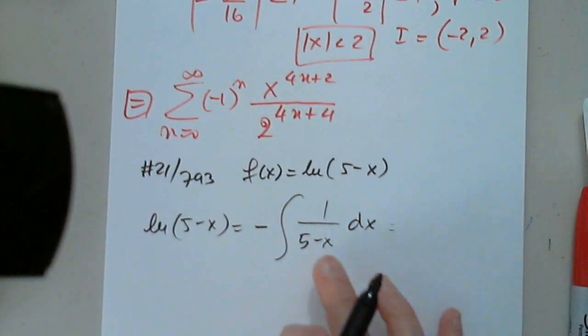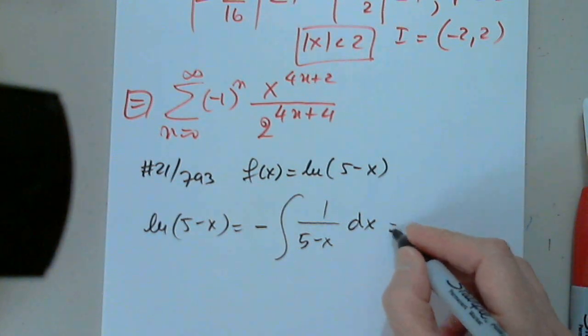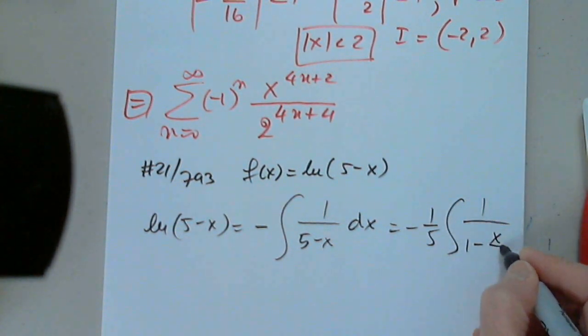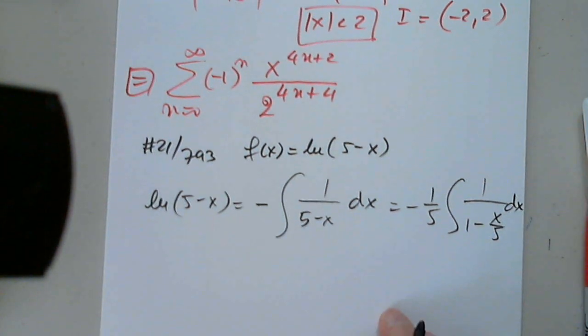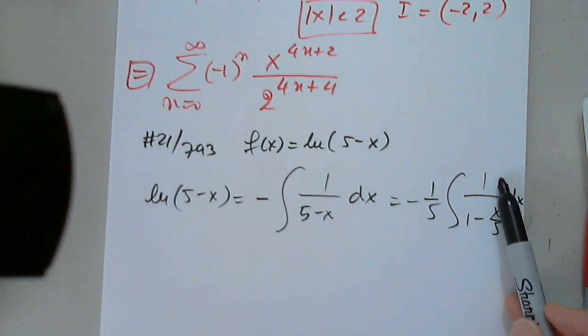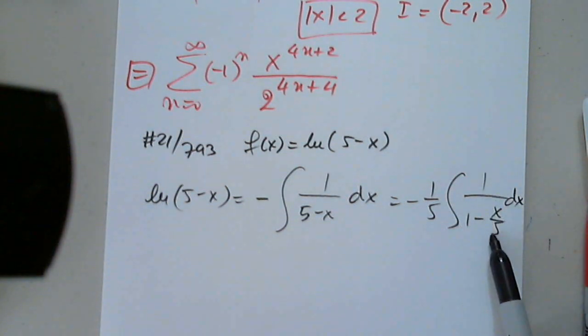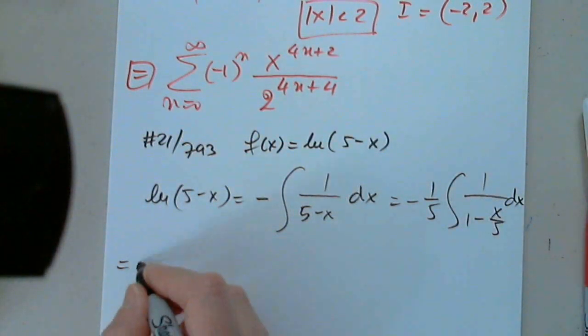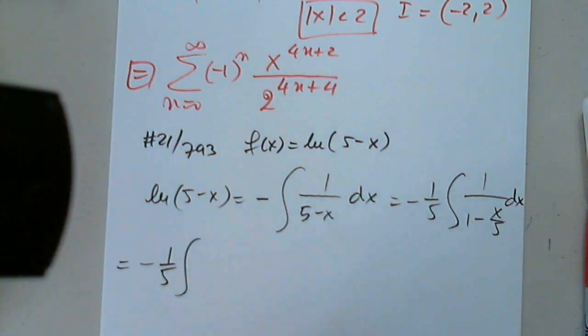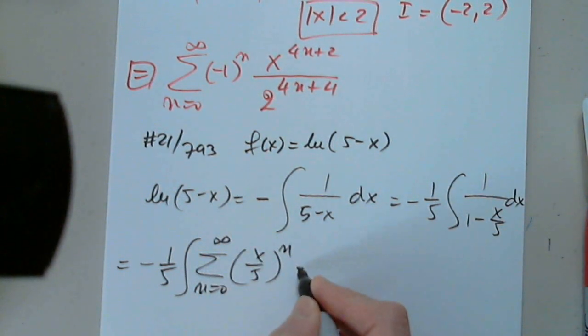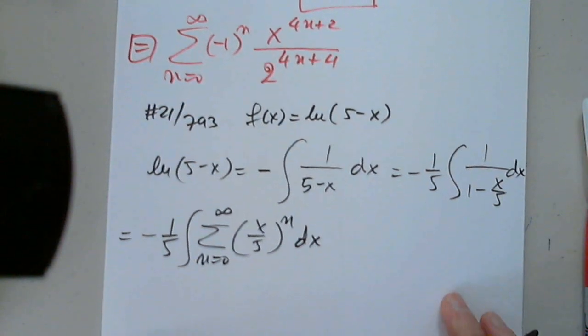Like before, I'm going to factor out 5. So this is -1/5 times the integral of 1 over 1 minus x over 5 dx. Now we're going to change this into its corresponding power series representation. So we have -1/5 and the integral of the sum from n equals 0 to infinity of x over 5 to the nth power, of course, dx.